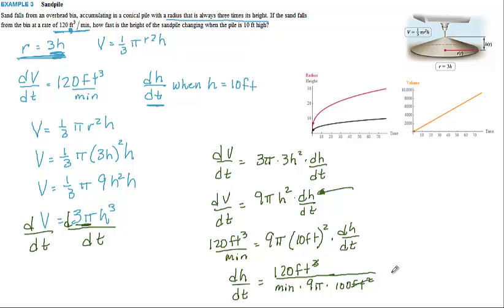And if you would like to know what this is exactly, it's going to be 120 divided by 9. Let's see, 3 will go into both of those. That would be like 40 feet over, and 3 went into that, 3 pi minutes.